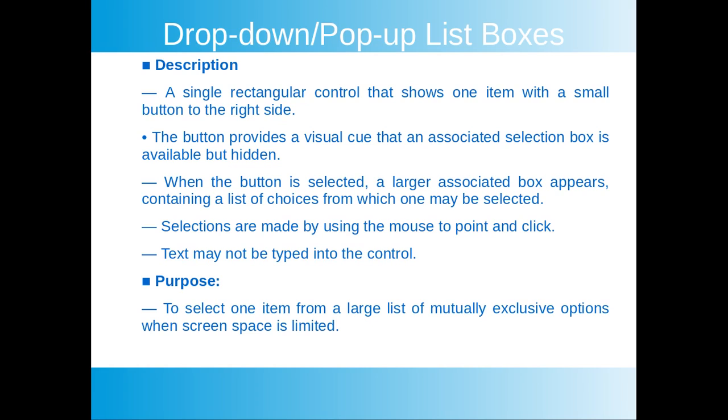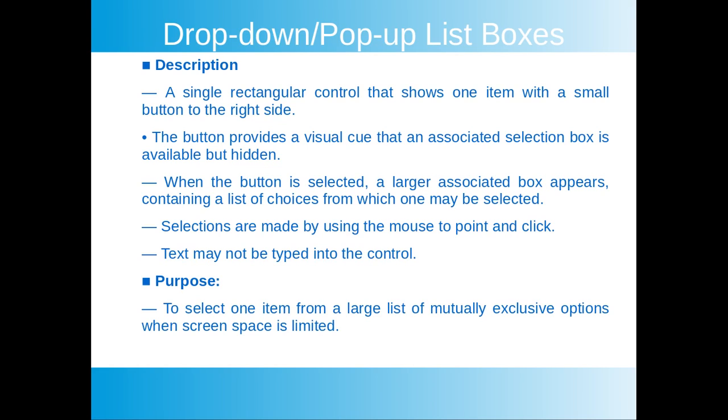And there is one more selection control called drop down or pop-up list boxes. Description of it: a single rectangular control that shows one item with a small button to the right side. The button provides a visual cue that an associated selection box is available but hidden. When the button is selected, a larger associated box appears containing a list of choices from which one may be selected. Selections are made by using the mouse to point and click. Text may not be typed into control.